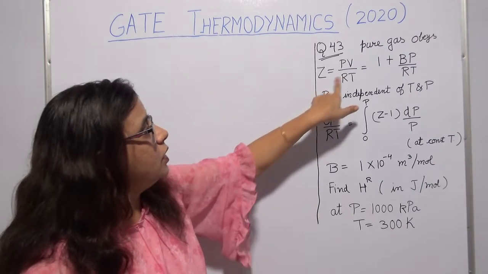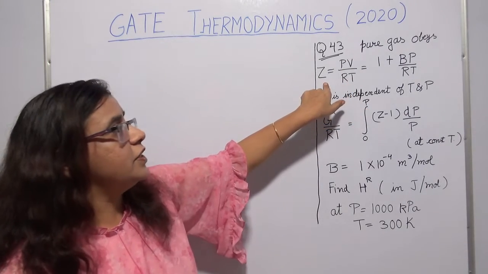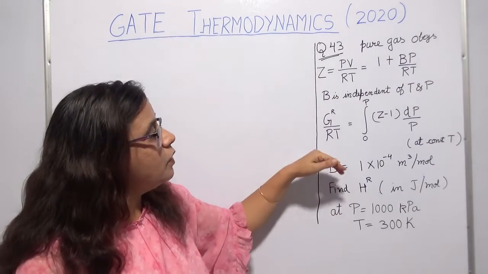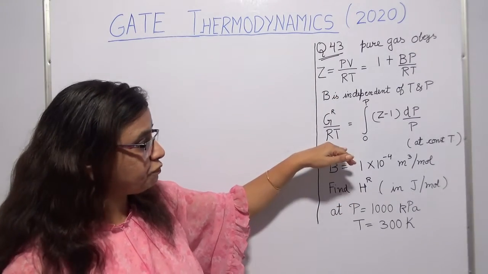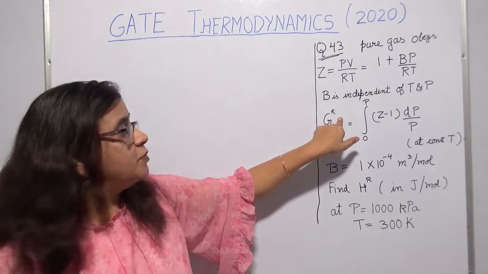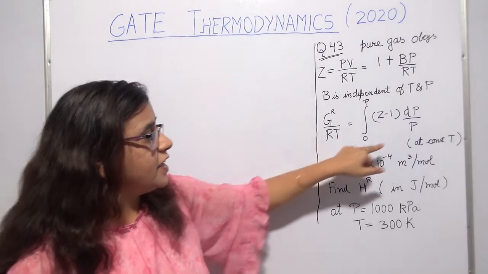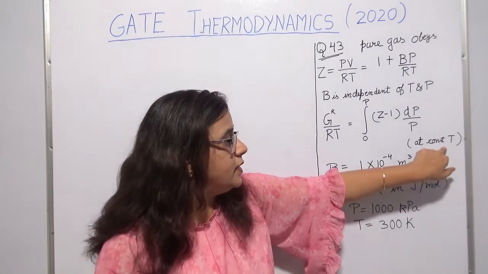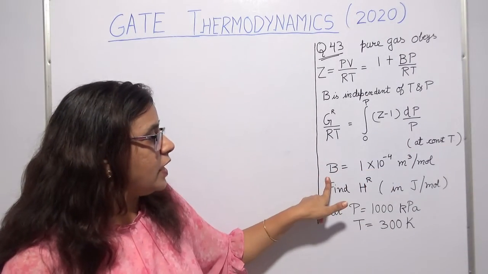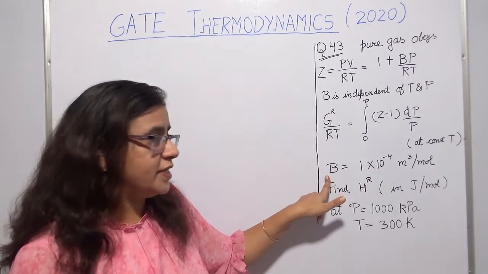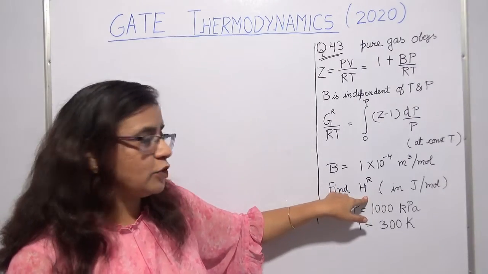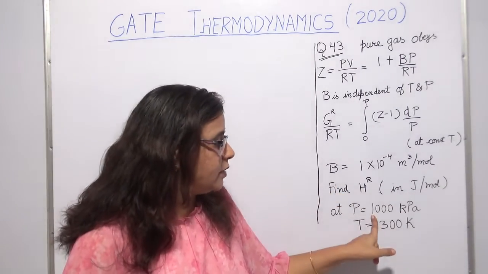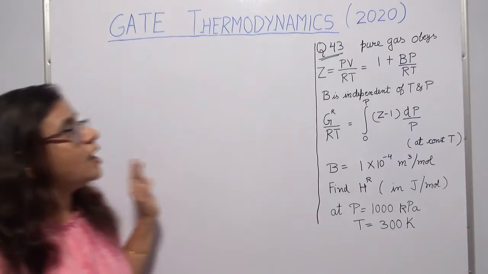Now this PV by RT, we know from the last video, is equal to your compressibility factor Z. So I have written it. Now it has been given that your residual Gibbs free energy is given by this integral, and this integral has to be evaluated at constant temperature. Further, the numerical value of B is given, and you have been asked to calculate your residual molar enthalpy in joules per mole at the given pressure and temperature. So let's start this problem.